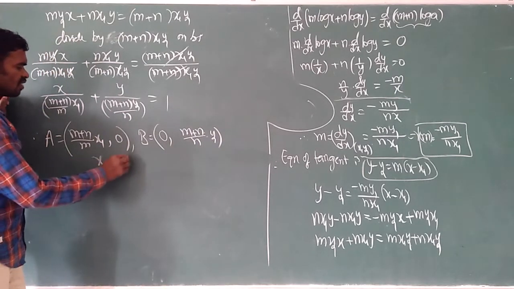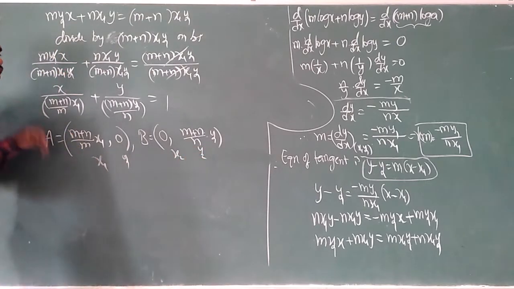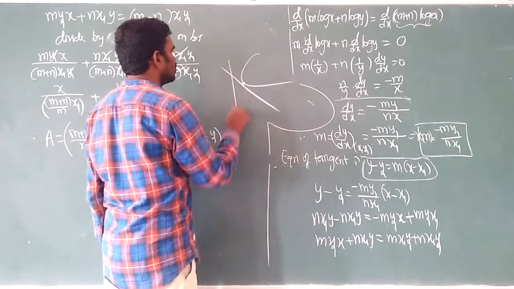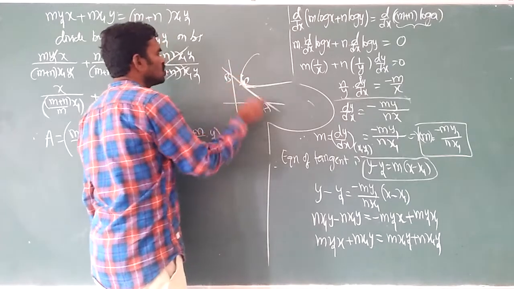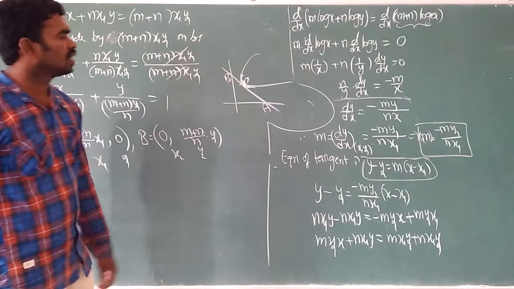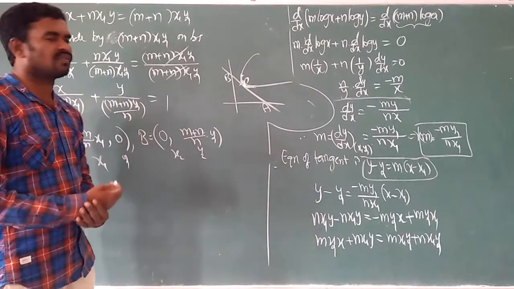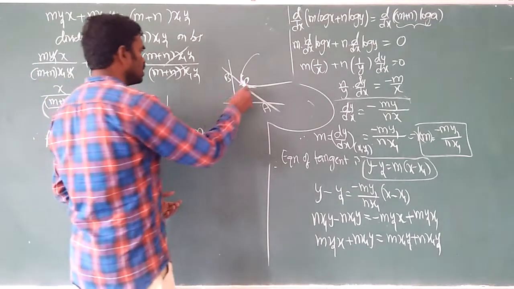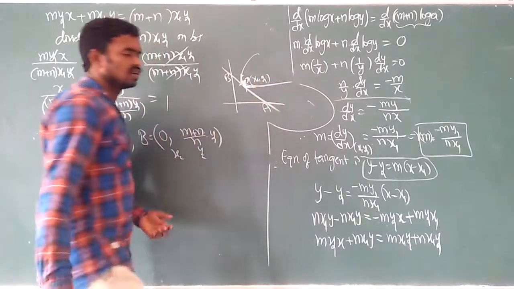Obviously we can take (x1, y1), (x2, y2). Okay, we need to find AP to PB. Of course, this is a point, this is P, this is B. So how can we find the ratio of AP to PB when A is (x1, y1), B is (x2, y2), and P is (x, y)? What is the formula?